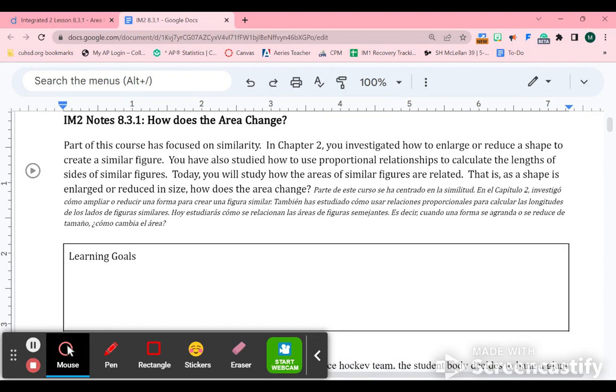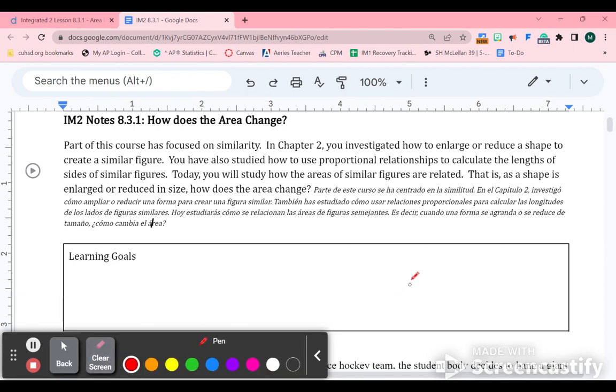How does the area change? Now, part of this course so far has worked to investigate how to enlarge or reduce a shape to create a similar figure. We've also studied how to use proportional relationships to calculate the lengths of sides of similar figures. So for example, let's say I gave you this trapezoid.